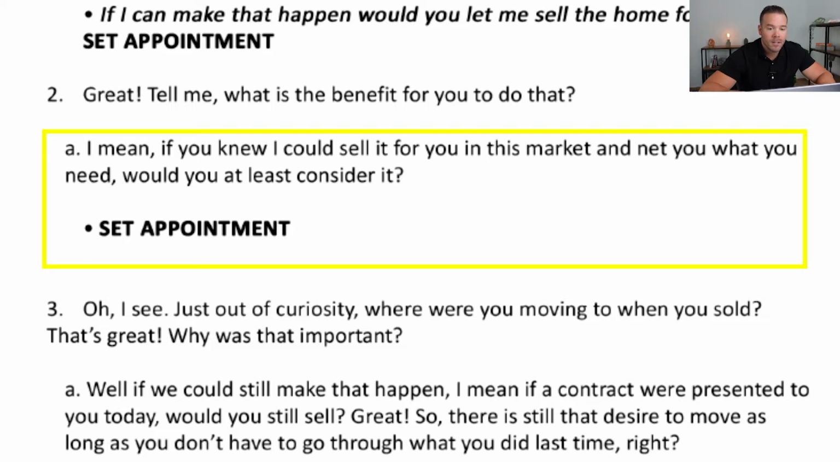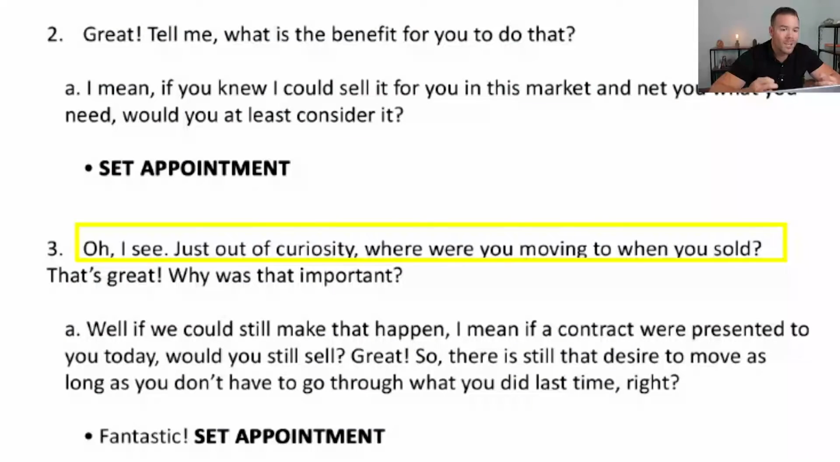Set the appointment. Because the first time you come at them, they're like wall up. They're not even hearing what you're saying. So sometimes you got to circle back with the objection handlers that you're using. Oh, I see. Just out of curiosity, where were you moving when it sold? So now you're kind of getting back into the main script to keep the conversation flowing.